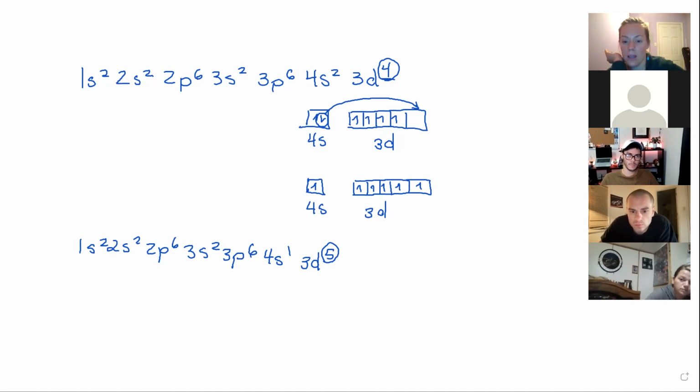Okay, I don't really expect you guys to know some of the ones in here, but chromium here and copper here are really the 2 exceptions that I want you to know. So 2 exceptions, chromium, we bump the electron up. Copper, we also bump the electron up because a half filled D and a completely filled D are stable.